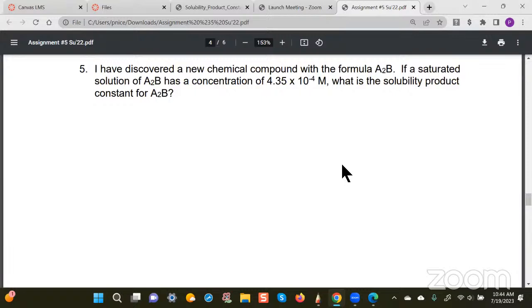Question number 5 says, I've discovered a new chemical compound with the formula A2B. If a saturated solution of A2B has a concentration of 4.35 times 10 to the minus 4, what is the solubility product constant for A2B? Okay, so this question is actually the opposite of what we did in the previous 2 questions. So basically, you're starting off with A2B, and it's going to form presumably 2A plus B2 minus. That would be the equation for the dissociation.